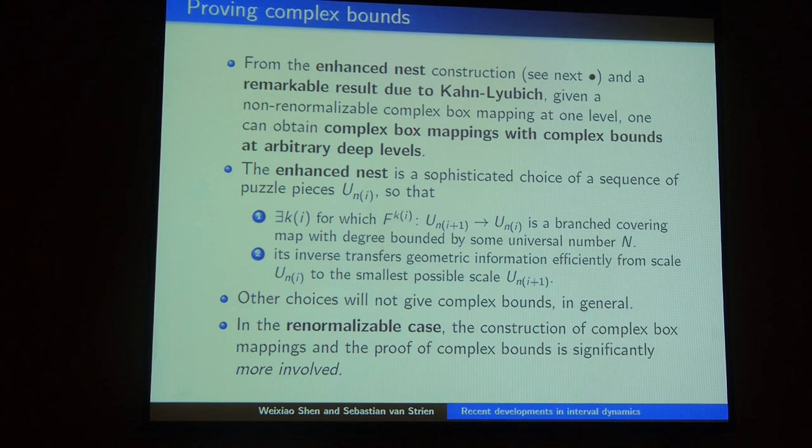And so as I mentioned, in the renormalizable case, if you use this enhanced nest construction, you can actually obtain something from this remarkable lemma by Carleson, and obtain these complex bounds at arbitrarily deep levels. Actually, if the map is holomorphic, fine; if the map is C3, of course you're going to struggle, because then you're going to lose more and more, because the map is not going to be as good. And so that's one reason why you don't succeed. And another reason, of course, is in the non-renormalizable case, you have to really do something at every level from scratch. And this is what we do there.